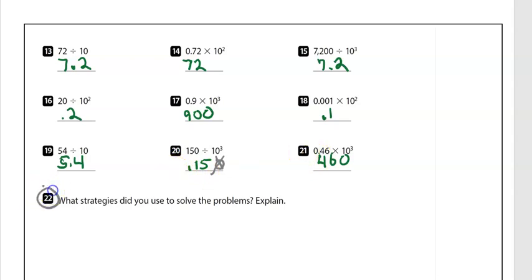What strategies do you use? Explain. You can say, I used a place value chart and shifted. I pictured a place value chart in my head. I used my knowledge of exponents. Whatever it was, put that in a complete sentence. This is a really important reflection piece. If you take the time to actually write down what it is that you did, then you have strengthened your learning.